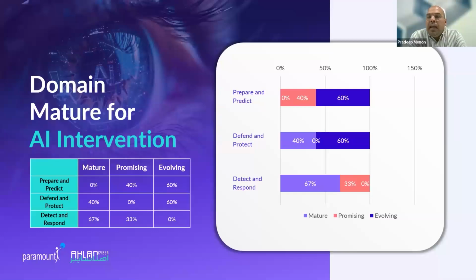Whereas prepare, planning, and predicting, which is more advisory and consulting oriented, has not matured and is still only evolving in that space. Defend and protect is in between both, wherein implementation of solutions or operations of the solutions sit in between. So this is how it largely looks when we summarize the framework.